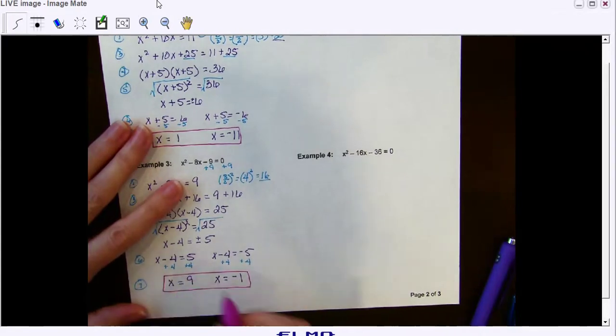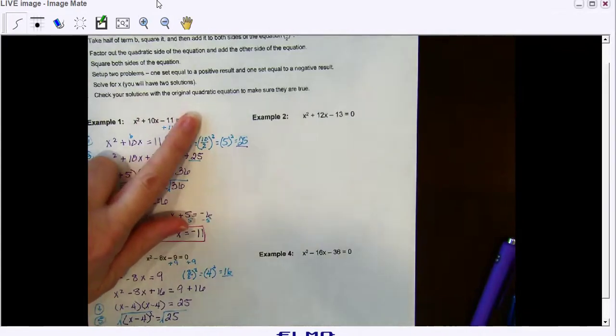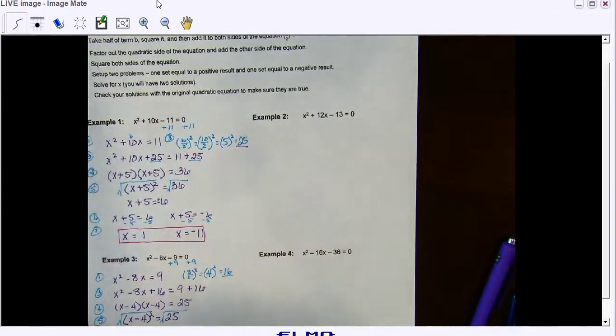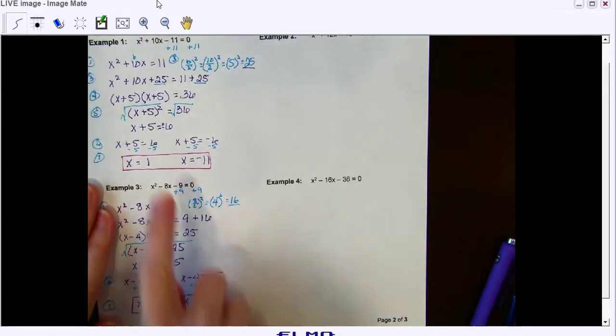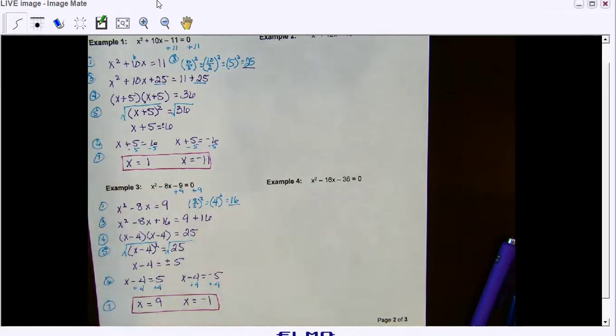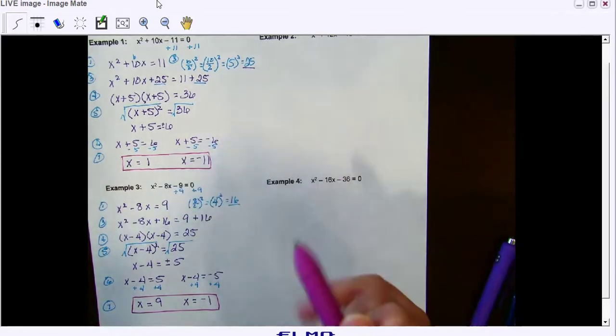Step 8 at this top says to check your solution with the original quadratic equation to make sure they're true. So what that means is that you can plug x back into this equation here just to see if it equals 0, and then check this one to see if it equals 0. And if it does, then you have done it correctly.